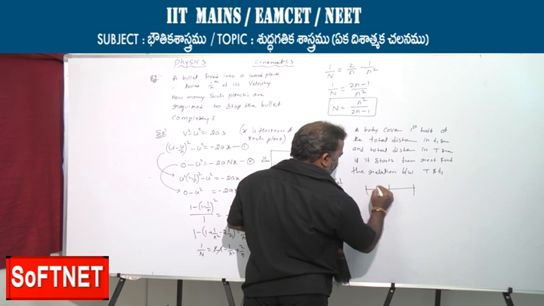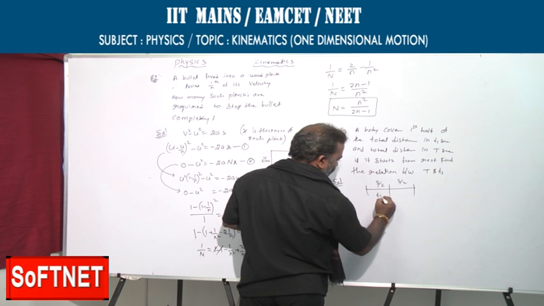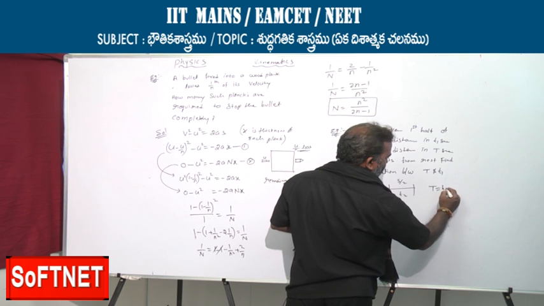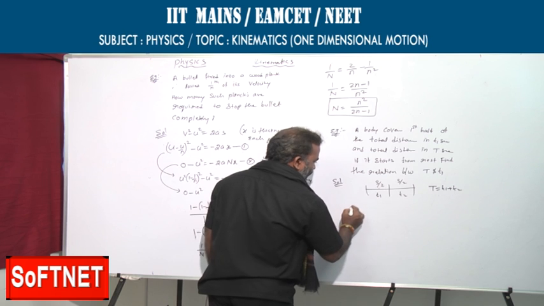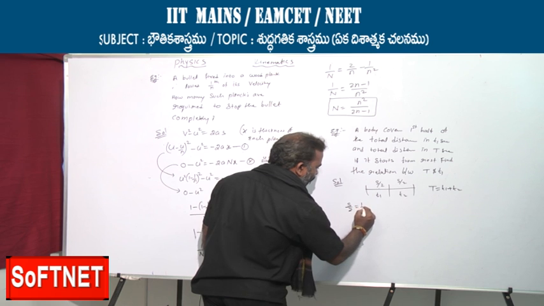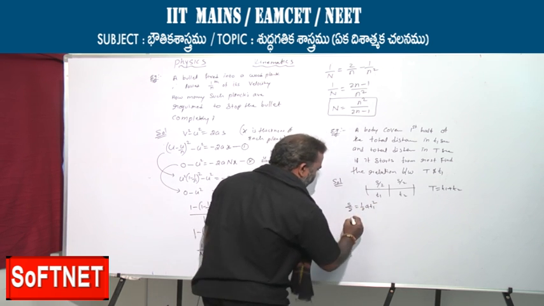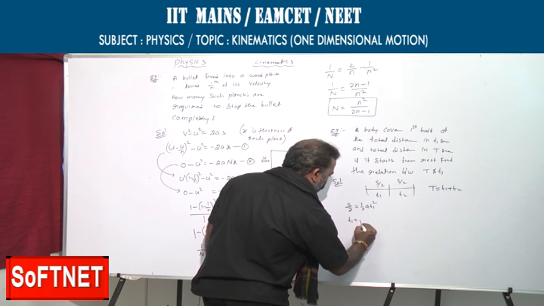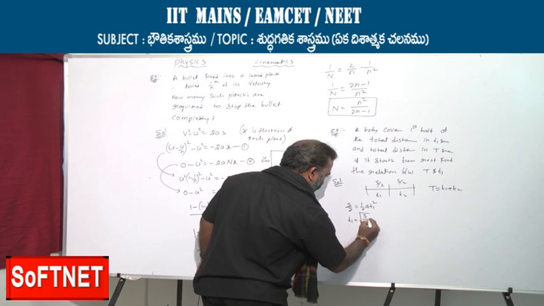If the total distance is S, the first half is S by 2 and the second half is S by 2. The first half takes T1 seconds, the second half T2 seconds. Total time is T1 plus T2. For the first half, S by 2 is equal to half a T1 square. So what is the value of T1? T1 is equal to, the 2 cancels, root of S by A.